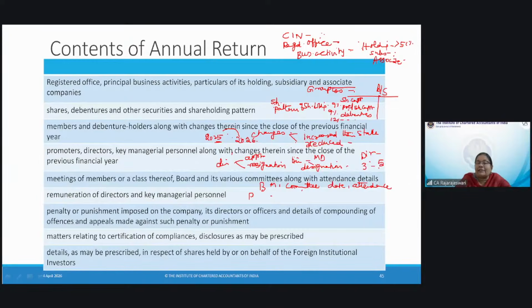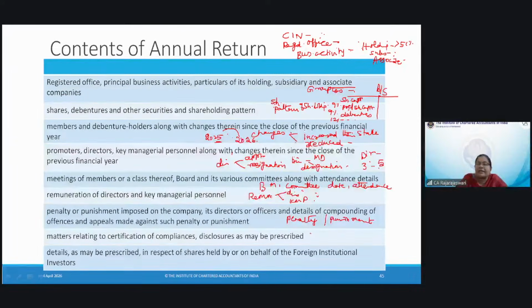And what is the remuneration of the directors and key managerial personnel? How much remuneration do you pay? When you pay remuneration, how much salary they are getting or how much compensation they are getting, whatever name you call it, that has to be specified. And if the directors are involved in any offense or any penalty or punishment is imposed, penalty we call it, whether fine or imprisonment, any issues there, that also needs to be specified. And the compounding of offences, wherein a compounding application was made and appeal was done, that should also be specified.